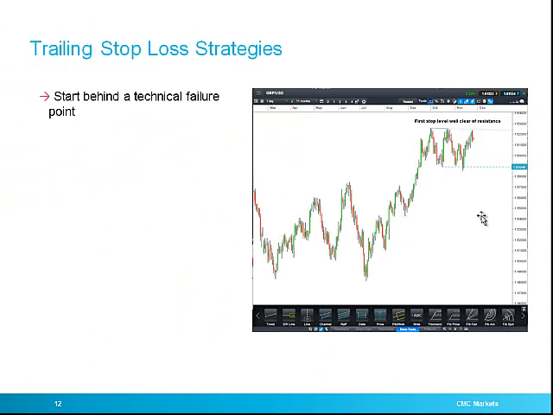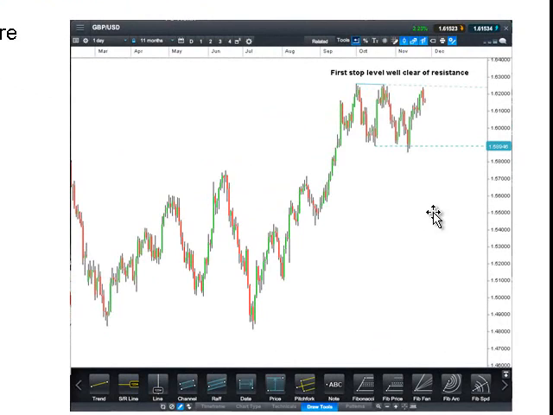And so that leads to another strategic approach to trailing stops, and that is to make the trail, or the first level of the stop loss, and to put that behind a standard technical failure point. In other words, not to be so concerned initially about how many pips it is, but to place the stop at a level which would clearly mean failure of the strategy if it was to be breached.